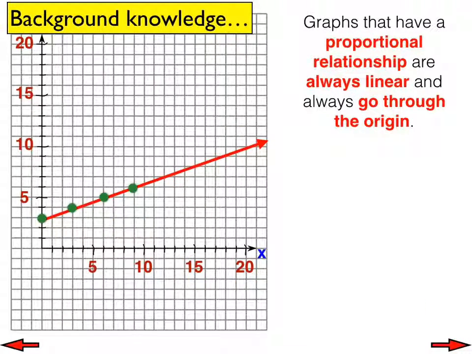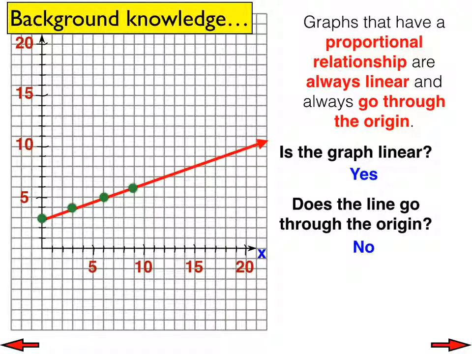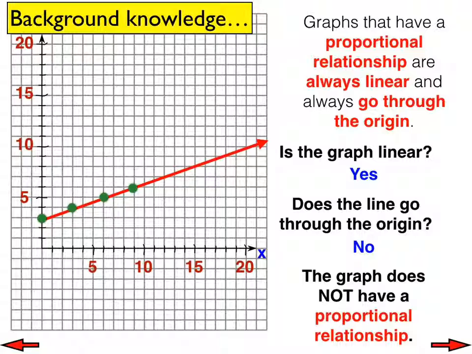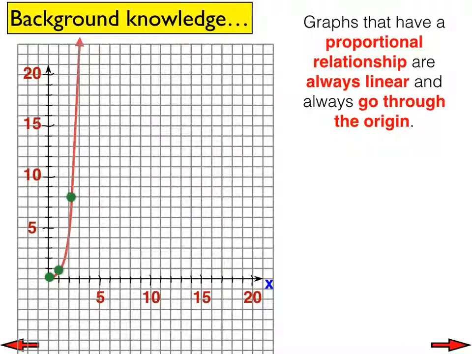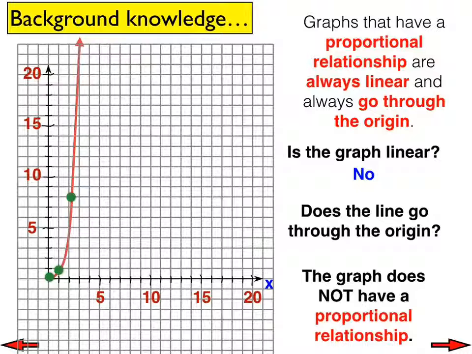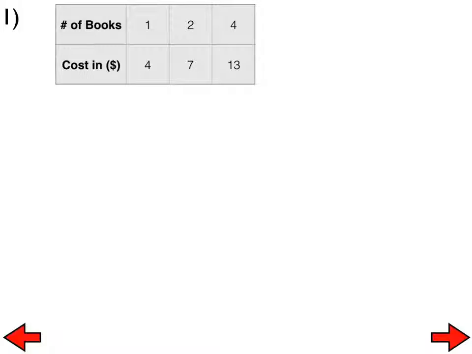How about this graph? Yes or no? No. How do you know? Because it doesn't go through the origin. It doesn't matter that it's linear. It doesn't go through the origin, so it's not proportional. How about this graph? No, why? Because it's not linear. Very good. So it doesn't matter that it goes through the origin. If it's not linear, then it's not proportional.